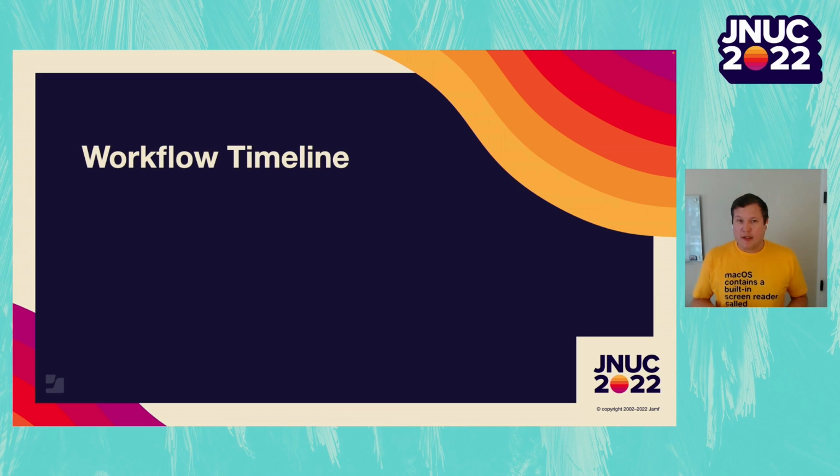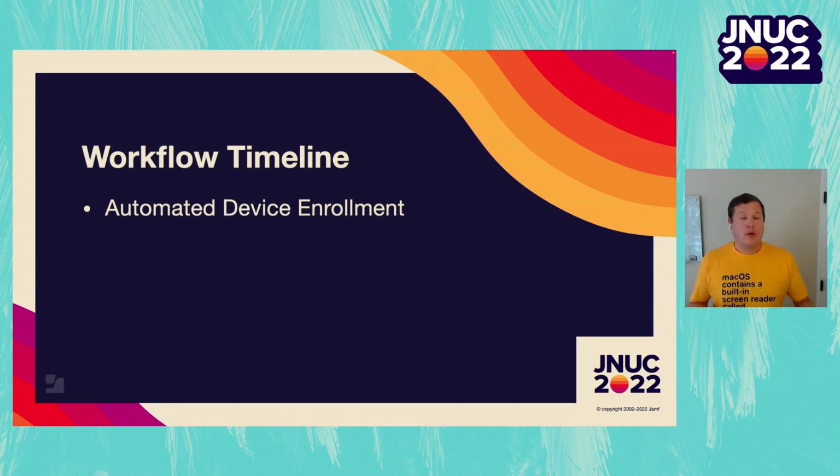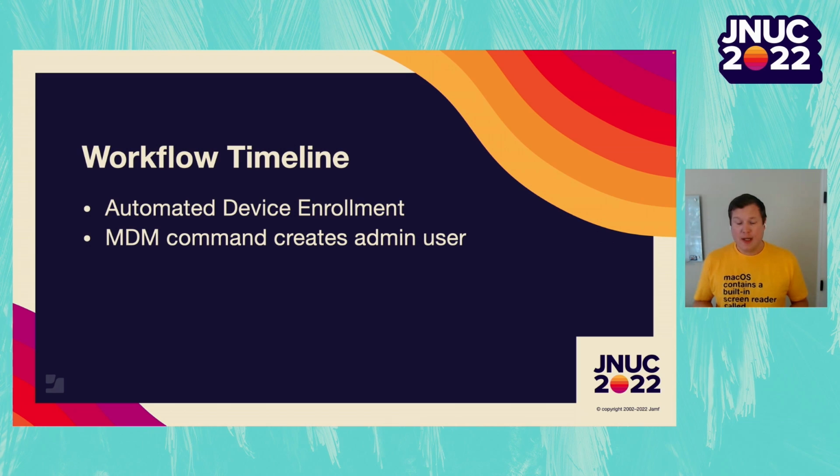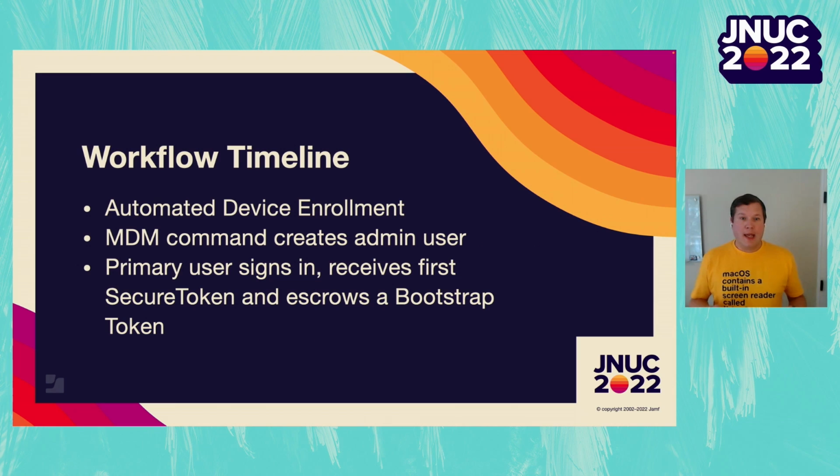And from a timeline perspective, I'll walk through this a brief step-by-step. The computer will go through automated device enrollment. While it's at the setup assistant, the account configuration command sends, creates that user. And the important part is that you want that primary user that's setting up the computer to sign in first on that machine. However the first account is created, as long as they're the first one there, they get the first secure token. A bootstrap token escrows automatically, just as macOS intended as well.